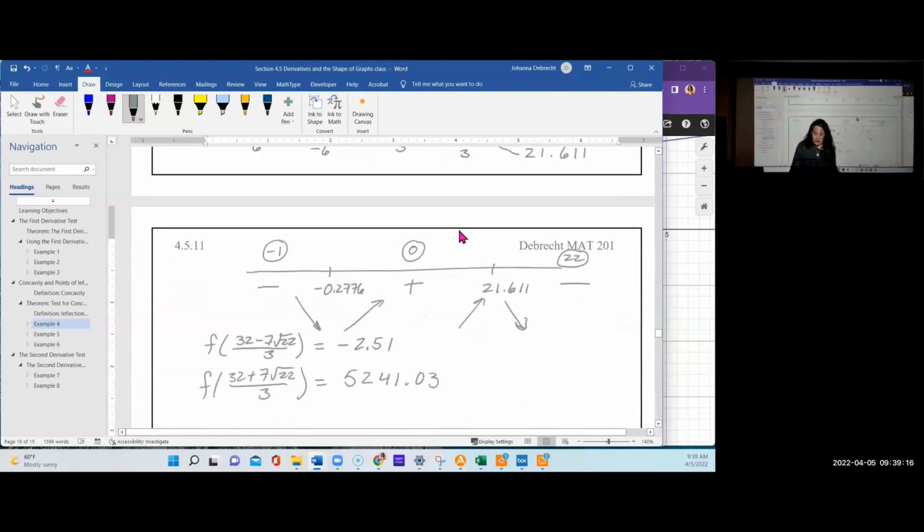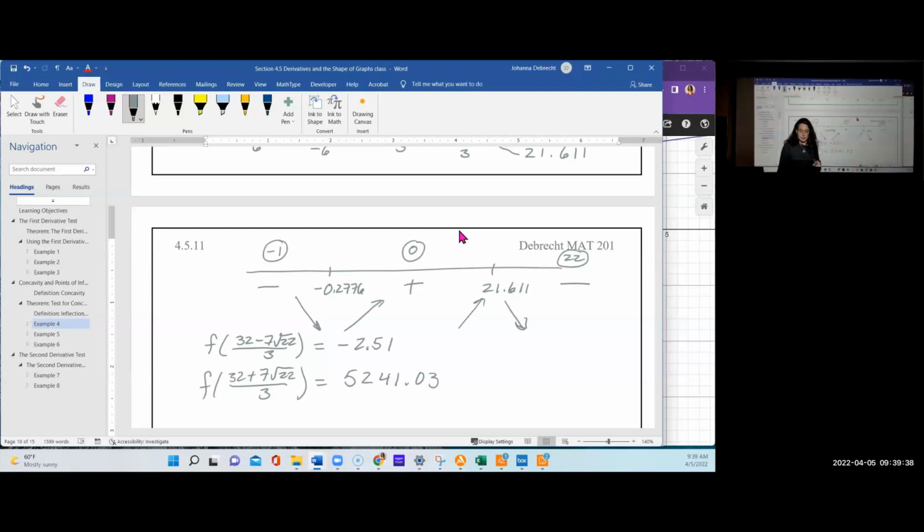So when I do that, I get a negative, then a positive, then a negative, which means it's decreasing over this first interval from negative infinity up to the first critical value. Then it's increasing between the first critical value and the second critical value. And then it's decreasing again from the second critical value to infinity.